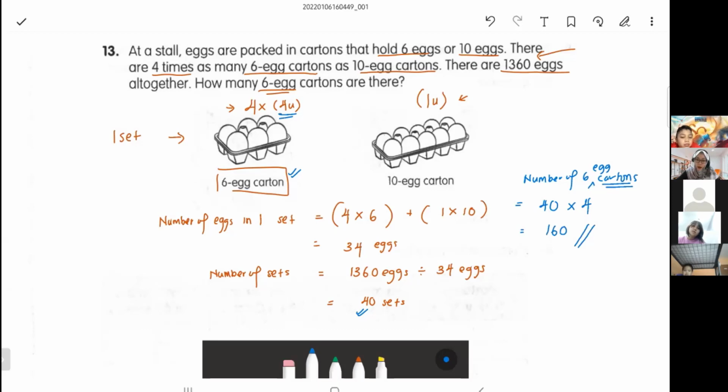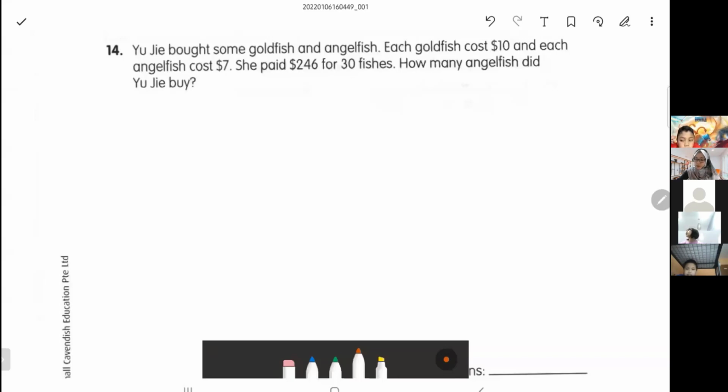Right? So what kind of concept is this? The grouping again. This is equal grouping. Okay, concept. Assumption. This is the assumption concept.